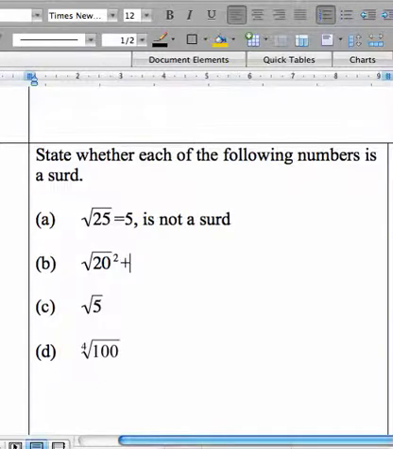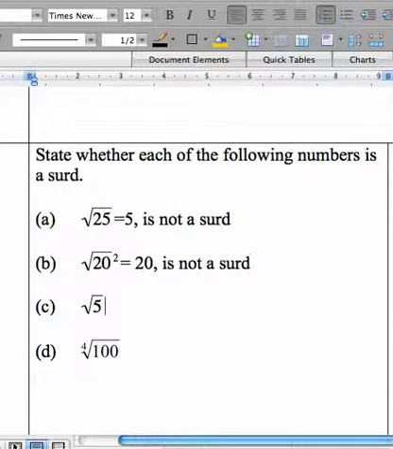Next one, we've got the square root of 20 squared. Now, a trick is if you ever have a squared and a square root together, they actually cancel each other out and you're left with 20. If you wanted to go 20 times 20, because we know 20 squared is saying 20 times 20 to give you 400, the square root of 400 is actually 20. So because the radical sign disappeared, it is not a surd.